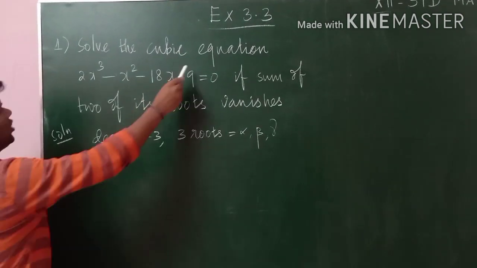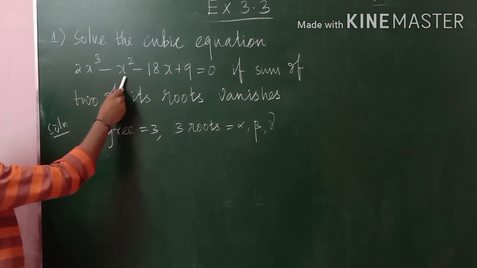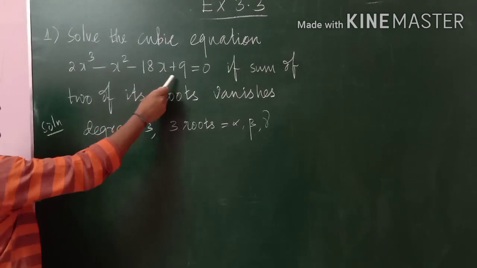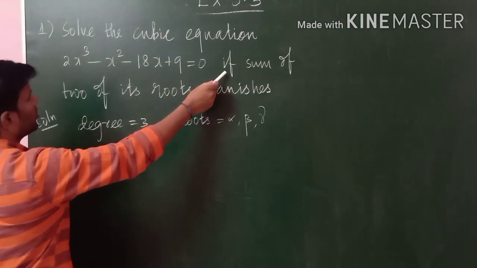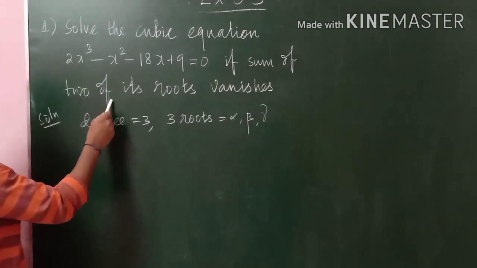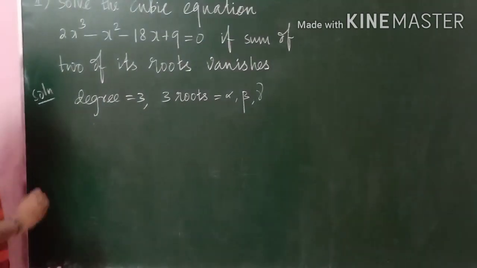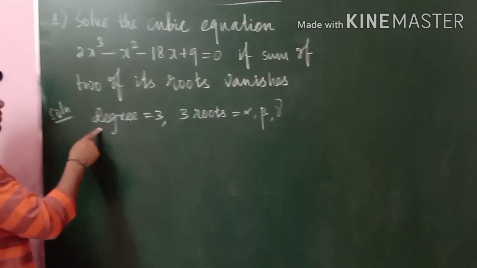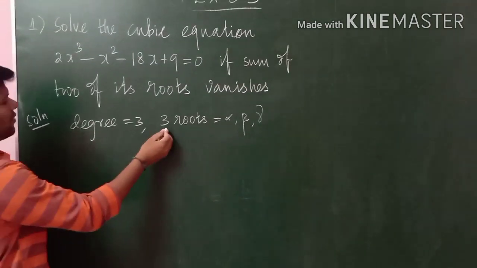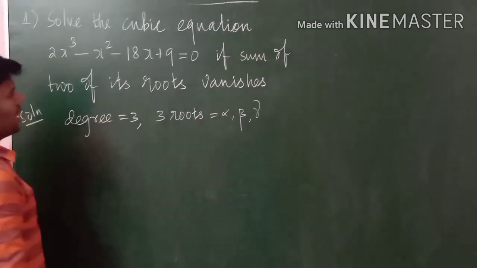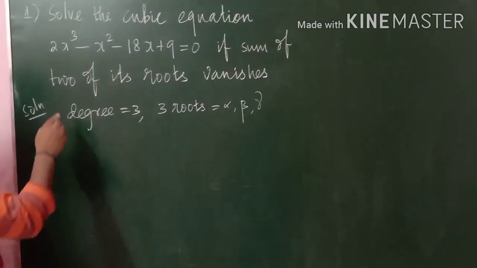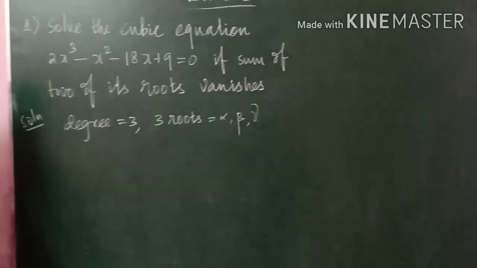Solve the cubic equation 2x cube minus x square minus 18x plus 9 equal to 0 if sum of two of its roots vanishes. So of course the given equation is what? Cubic equation. Cubic equation means what? Degree 3. So we have three roots alpha, beta and gamma. Okay. So what they given? Sum of two of its roots vanishes.